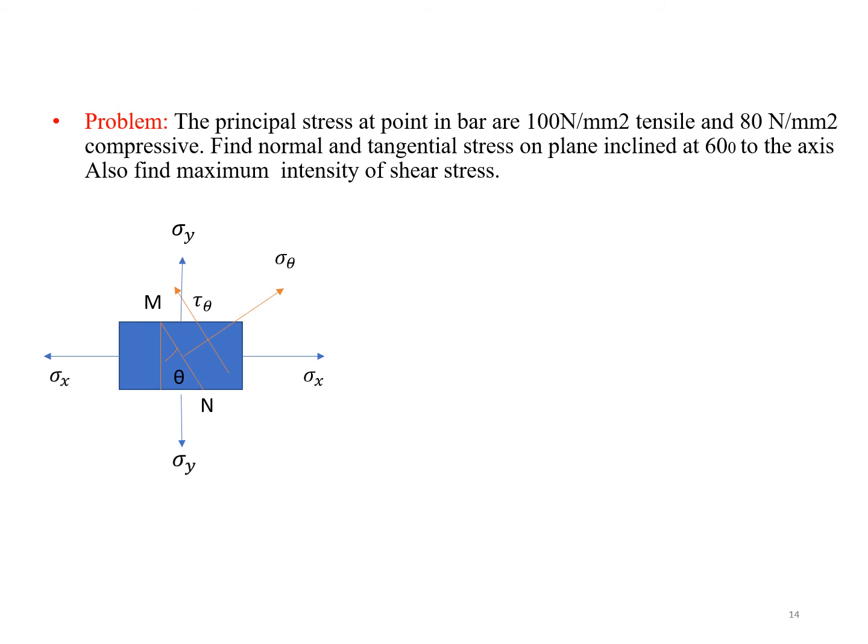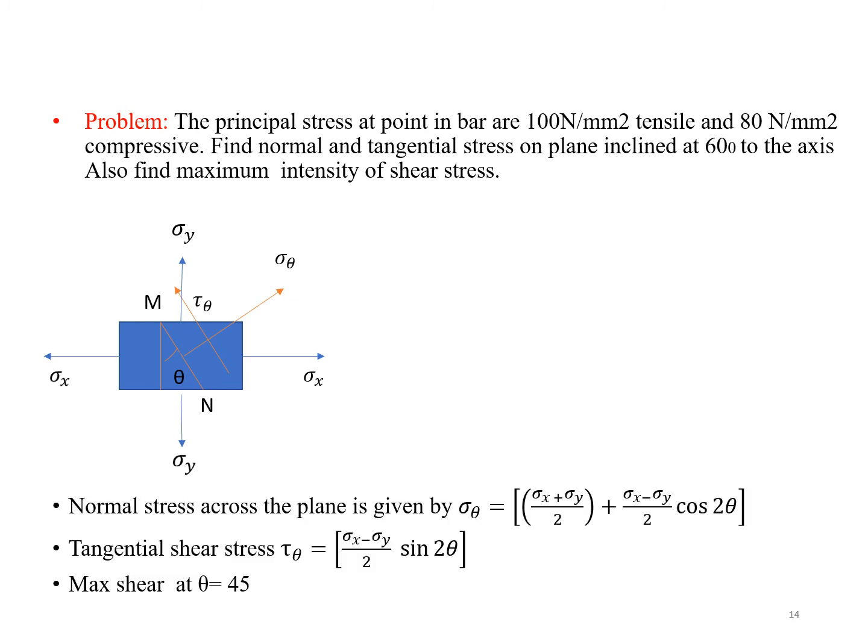You can see the sketch with sigma x and sigma y. Since they have mentioned only the tensile and compressive stresses, it must be sigma x and sigma y. And they have told it is inclined at 60 degrees to the axis of the bar, so it should be alpha. We need to find the maximum intensity of shear stress. For that we have the normal stress equation given by sigma theta, and the shear stress equation given by tau theta, and it becomes maximum at 45 degrees.